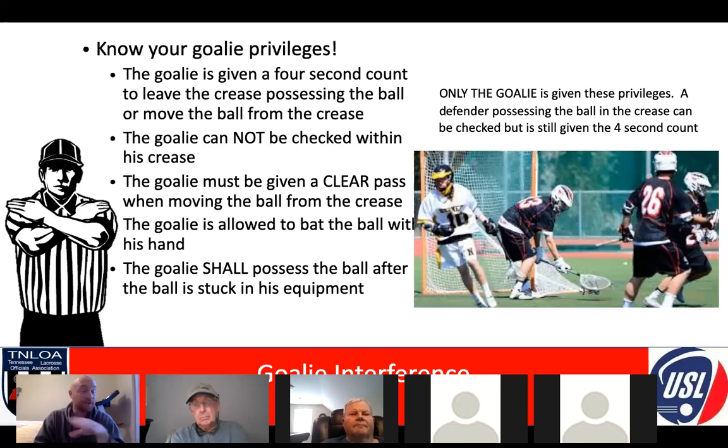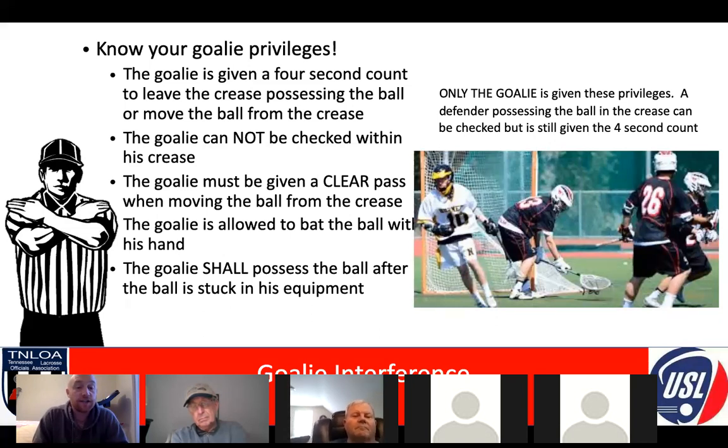Now, any other person on the field besides a goalie touches the ball with their hand is illegal touching. But the goalie is allowed to bat the ball, swat the ball, stop the ball from going in the goal. He can swat the ball out of the crease. He can do all of that perfectly fine.